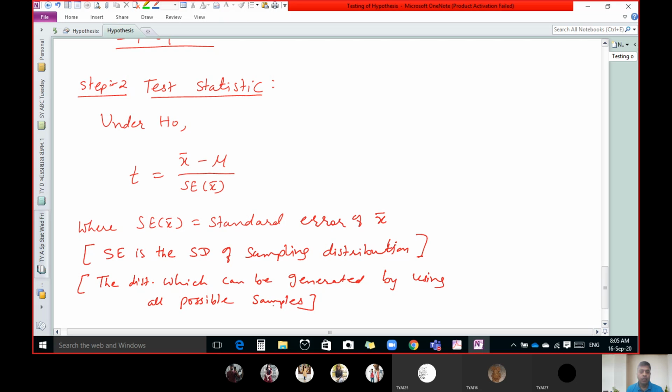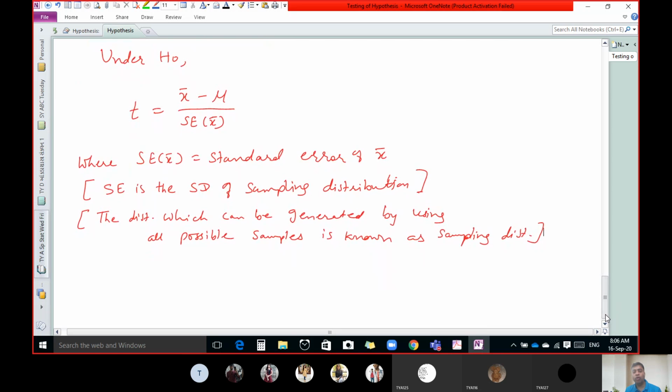So the distribution which can be generated by using all possible samples is known as the sampling distribution. So what is sampling distribution? It is the distribution that can be generated by using all possible samples. Now the question is, what do you mean by all possible samples? We already discussed that in our second year, but let us discuss it once again.